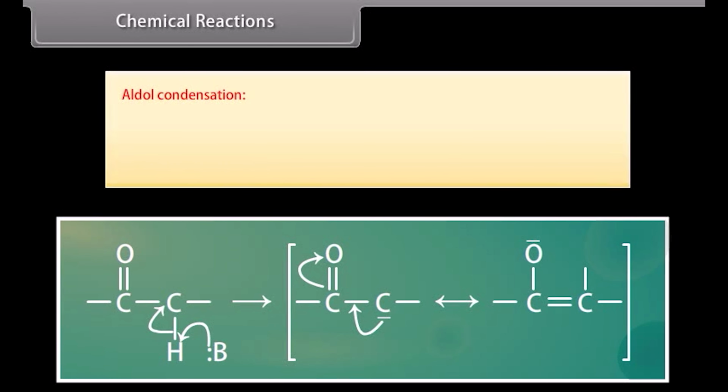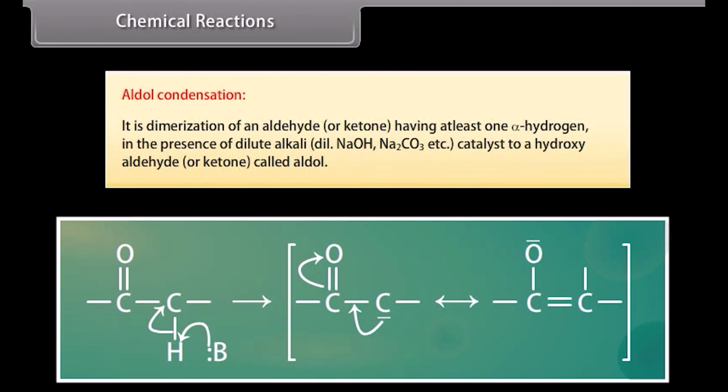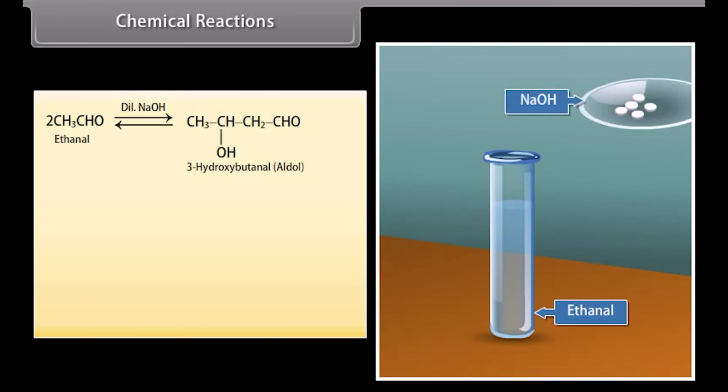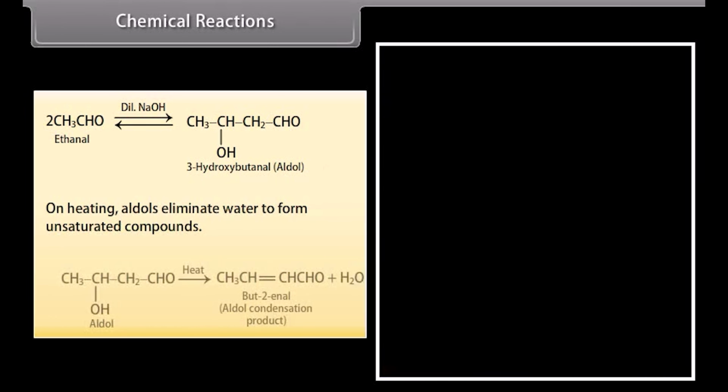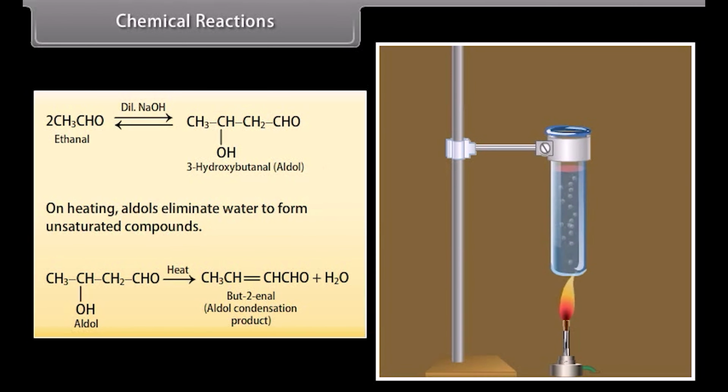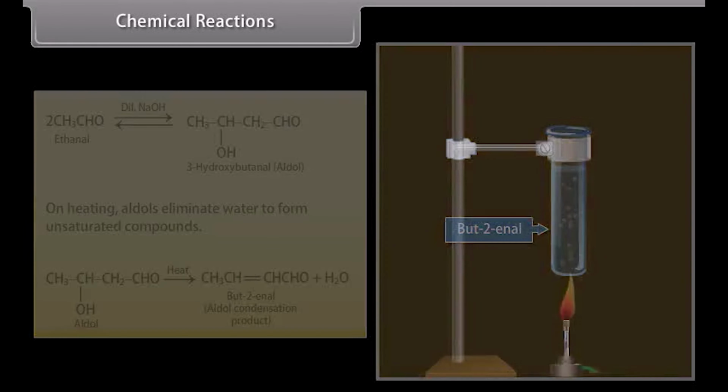Aldol condensation. It is dimerization of an aldehyde or ketone having at least one alpha hydrogen in the presence of dilute alkali such as dilute sodium hydroxide, sodium carbonate, etc., catalyst to a hydroxyaldehyde or ketone called aldol. Ethanal, in the presence of dilute sodium hydroxide, undergoes condensation to form a syrupy liquid known as aldol. On heating, aldols eliminate water to form unsaturated compounds.